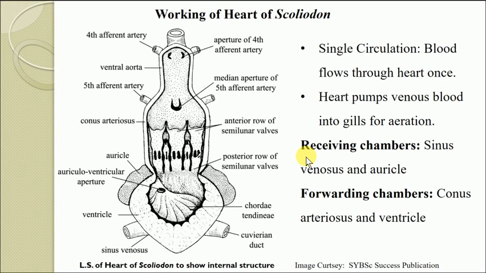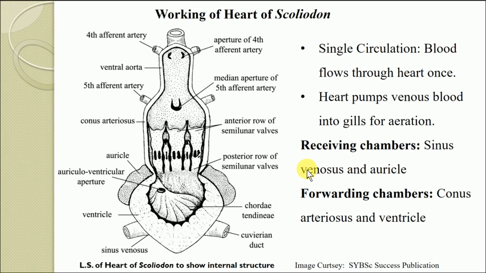The blood also flows through the heart only once, hence the circulation shown by the heart of the Scoliodon is referred to as a single circulation, meaning the blood is circulated only once through the heart. The heart pumps the venous blood into the gills for the purpose of aeration, so called oxygenation. And for this purpose, the different chambers of the heart rhythmically contract at a regular interval in a definite sequence.